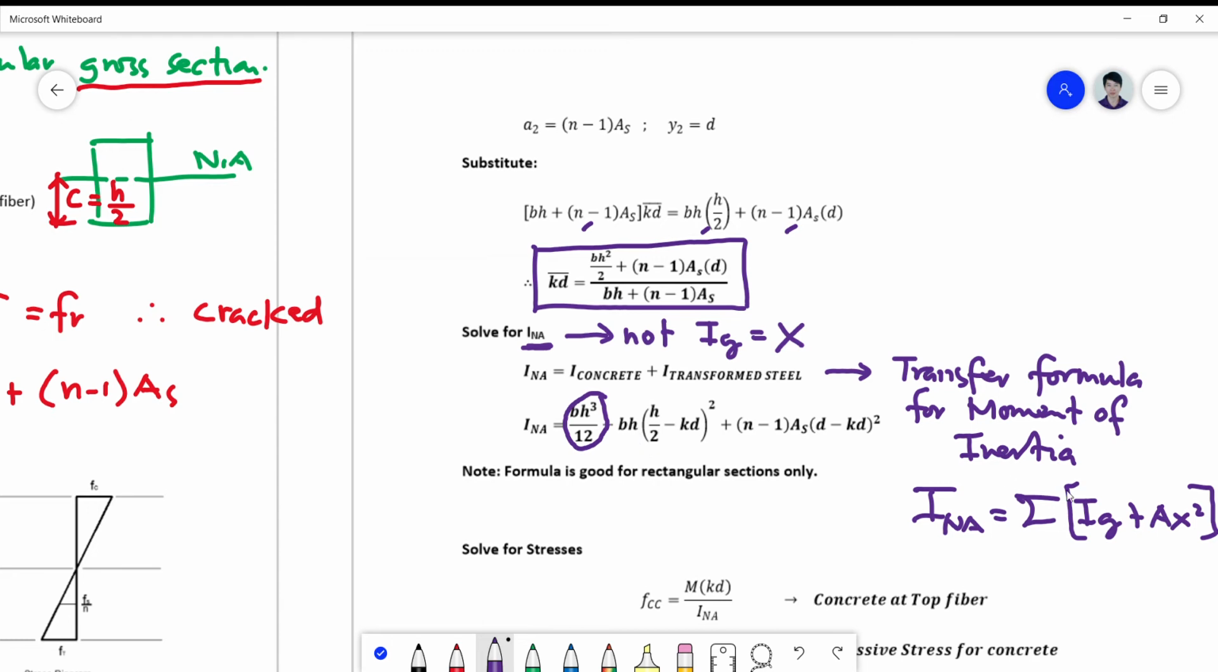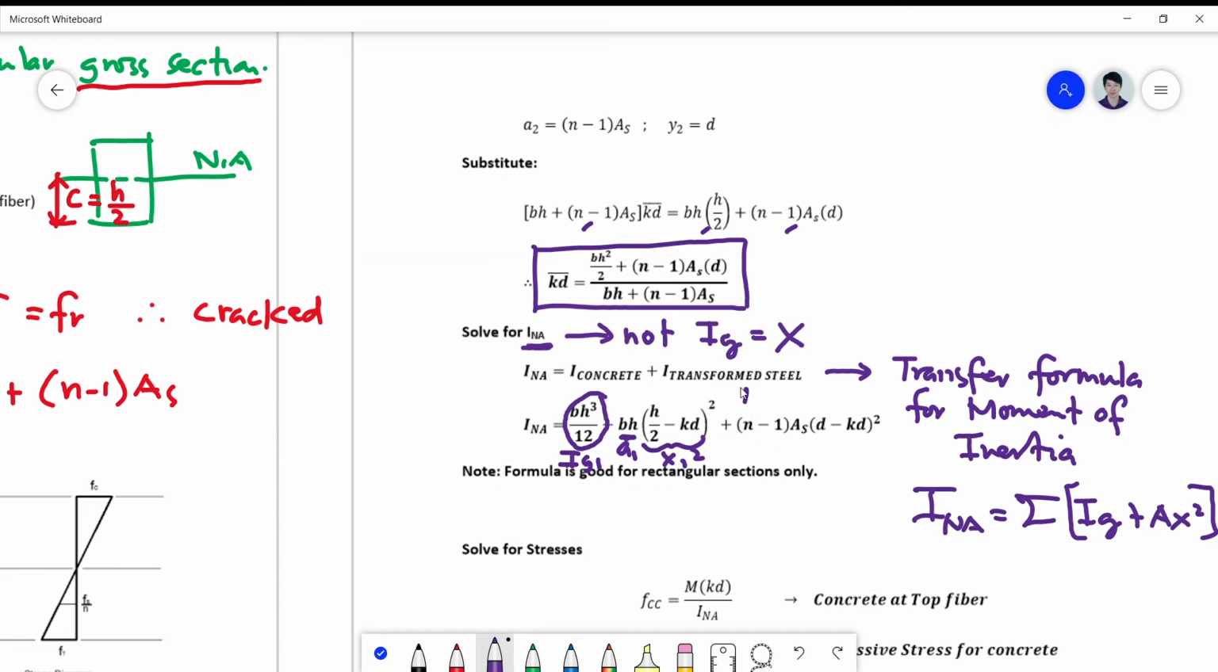And your AX squared is simply BH times A, and X is this one. Okay, so this is your A1 X1 squared. And this is your IG1.